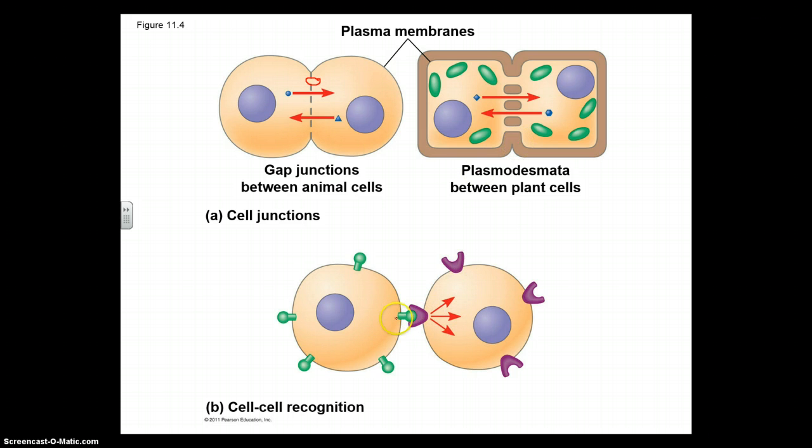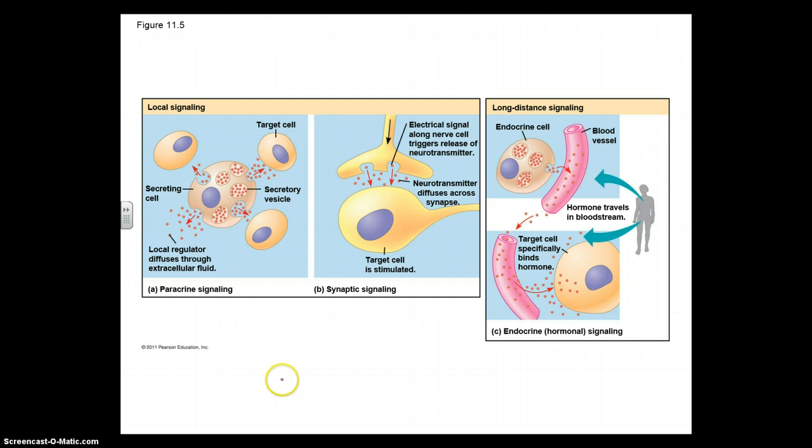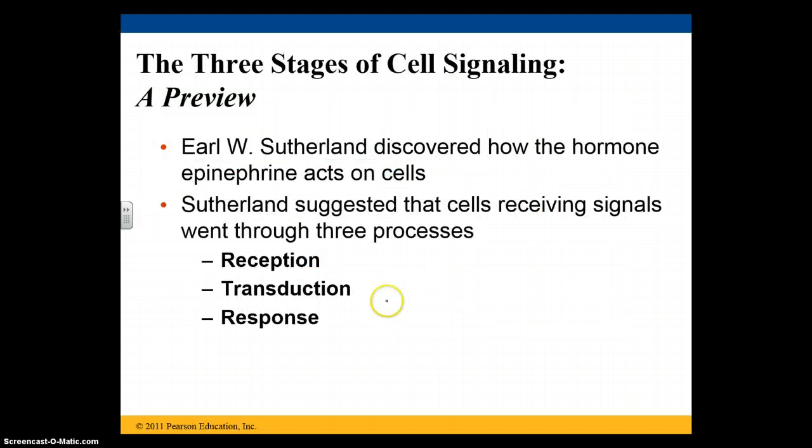And here we have cell-to-cell recognition. So there's a receptor here, and here is the identifying molecule that fits with it. So the cell might trigger some type of reaction in this cell. And then we have our long-distance signaling over here. Some examples of that are hormones that travel within your bloodstream to cells that have receptors that will specifically bind with those hormones.